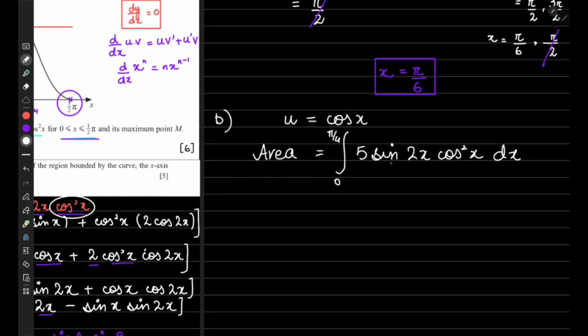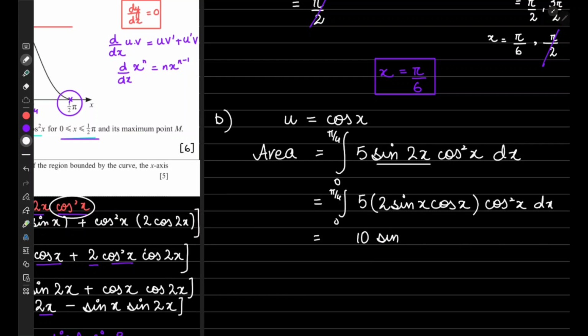One thing that I can do is that you have sine 2x, so I can open this with the double angle identity. I'll end up getting 5 times 2 sine x cos x times cos square x dx, integral from 0 to pi by 4. Now simplify this, it will be 10 times sine x cos cube x dx.